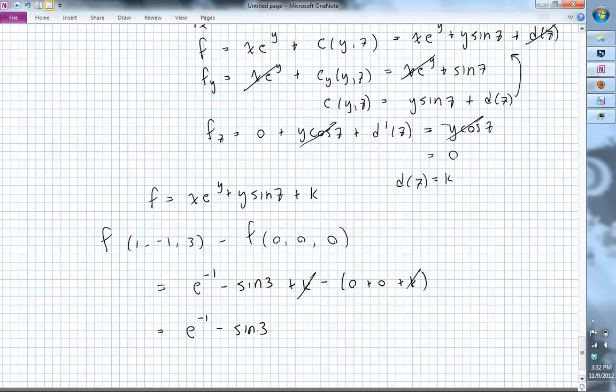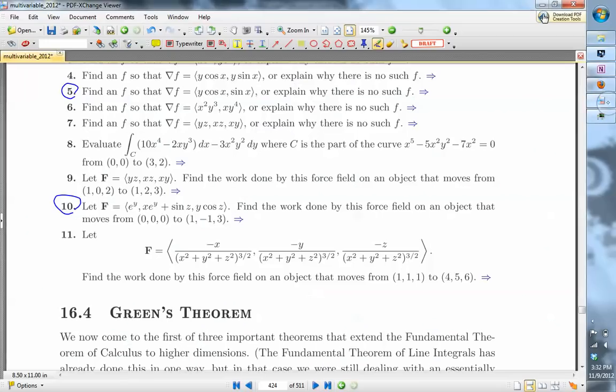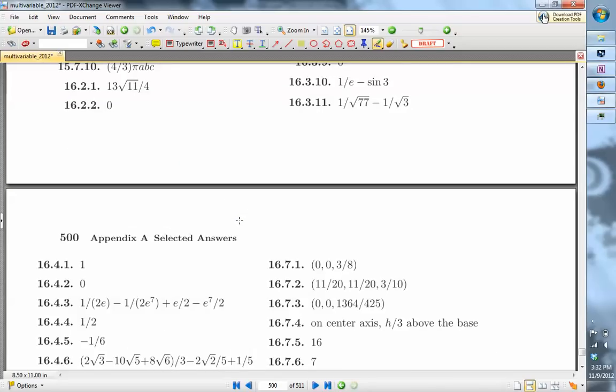I don't know if it's right or not. Dare I check? Let's do it. What is it? 16,310. 16,310. Yay.